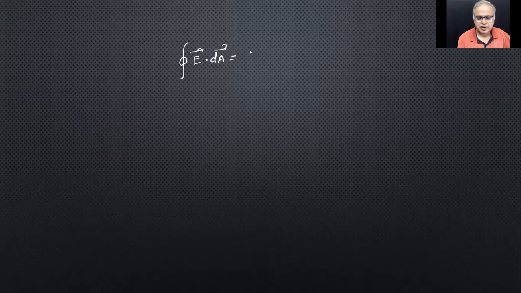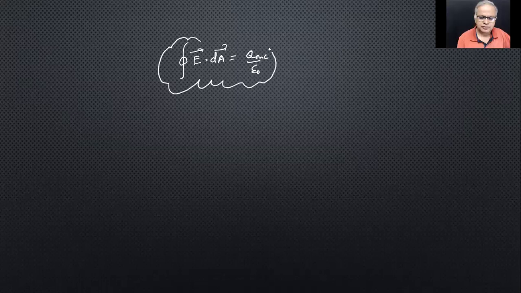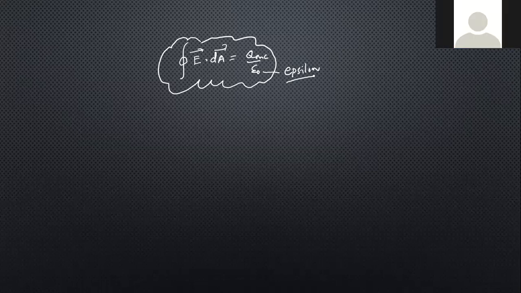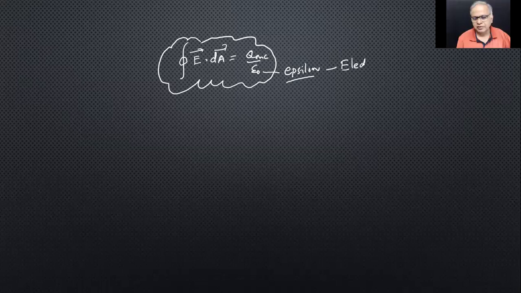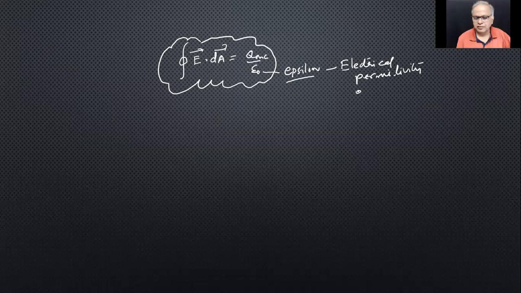Integral E dot dA is equal to Q enclosed by epsilon 0. What is that epsilon 0? Electrical permittivity of vacuum.